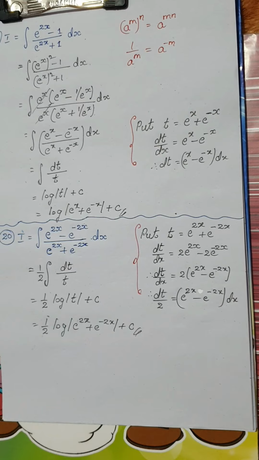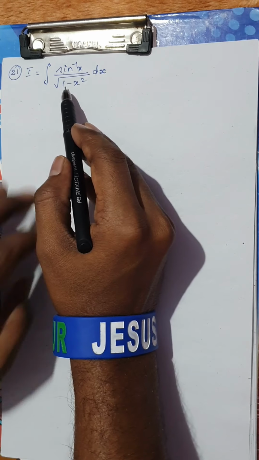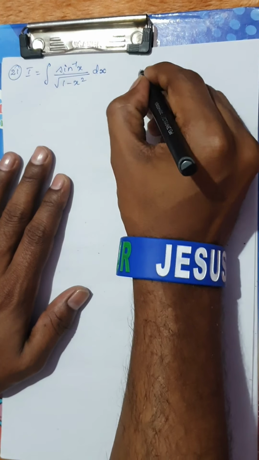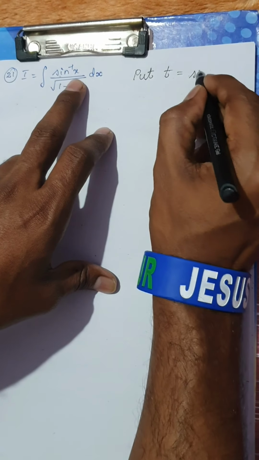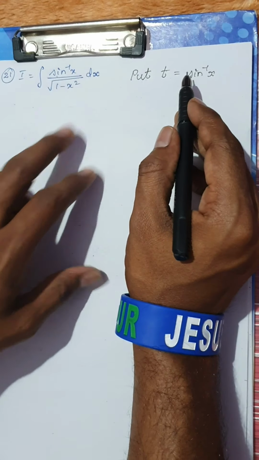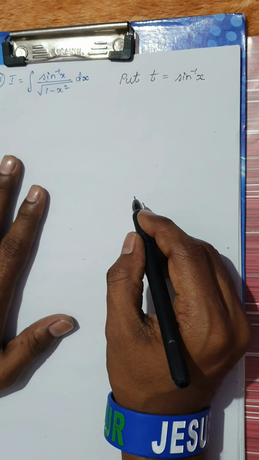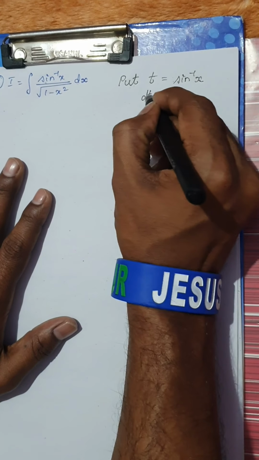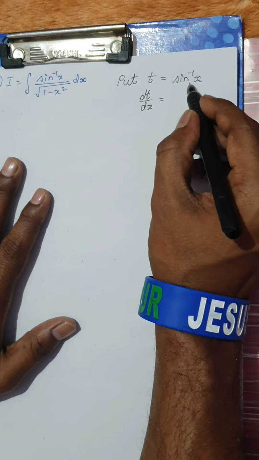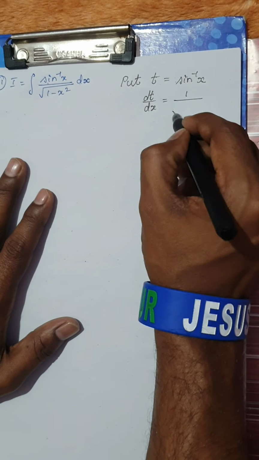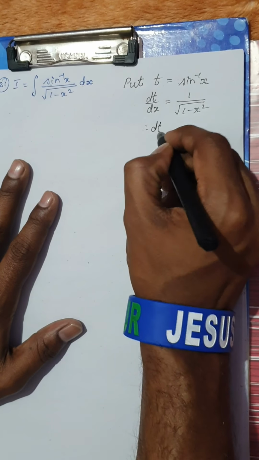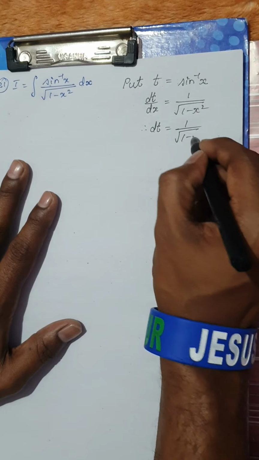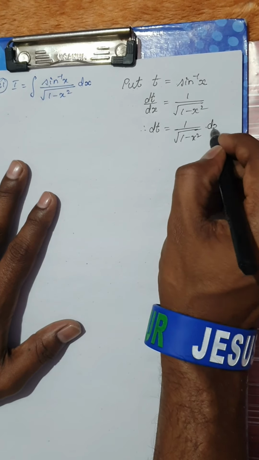Is it clear? Right. So the next integral I have is the integral of sine inverse x divided by root of 1 minus x square. Now the question already gives you the hint for what to substitute for t. I will substitute sine inverse x as t. So what happens if you substitute for sine inverse x? Now dt by dx, that is differentiating with respect to x. What is the derivative of sine inverse x? We know it is 1 divided by root of 1 minus x square, isn't it? Therefore dt would be 1 divided by root of 1 minus x square into dx.